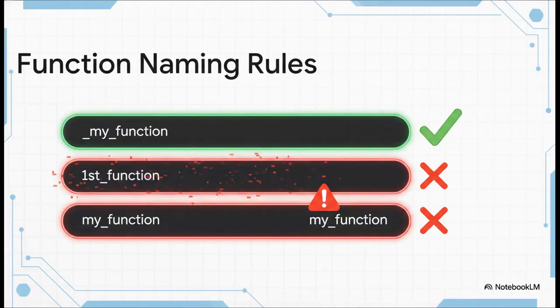And just like naming a file, you've got to follow a few simple rules for your function names. It has to start with a letter or an underscore. It can't ever start with a number, and you can't have any spaces. The standard way to handle that is to just use an underscore instead, like calculate_total. Getting these rules down now will save you a ton of headaches later, trust me.